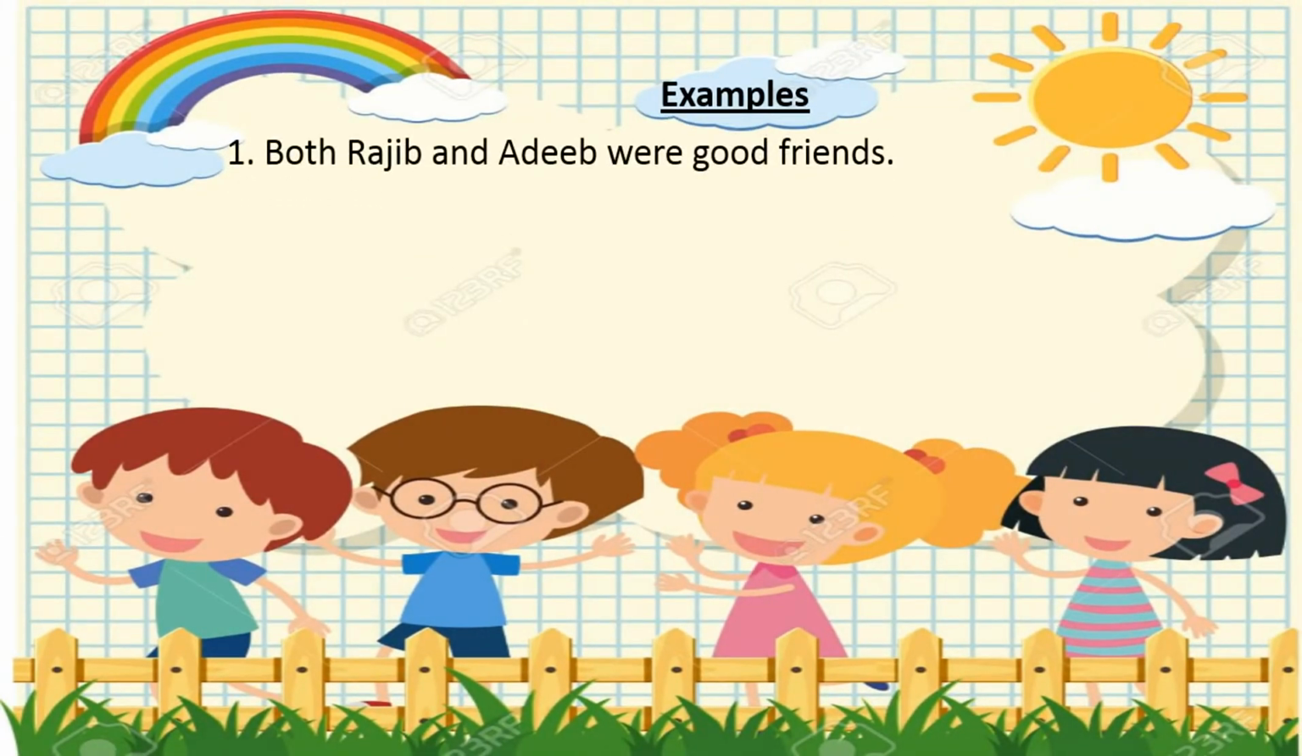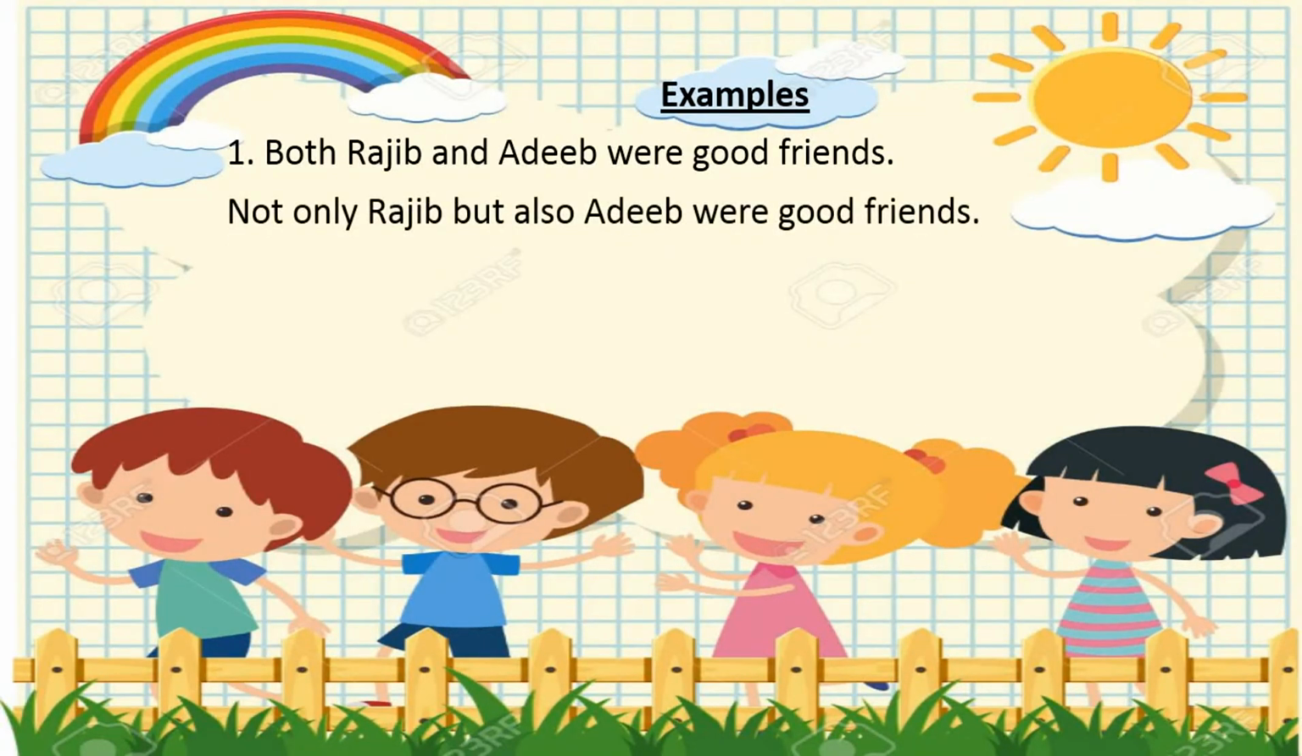Okay, both Rajiv and Adib are good friends. So from the structure we can follow both ... and, both Rajiv and Adib. So in that case we can use not only but also. Okay, so not only Rajiv but also Adib are good friends.